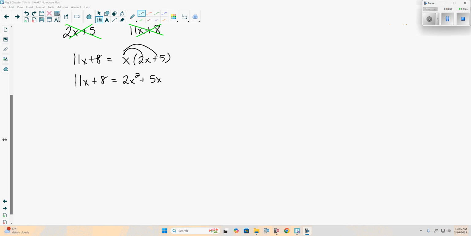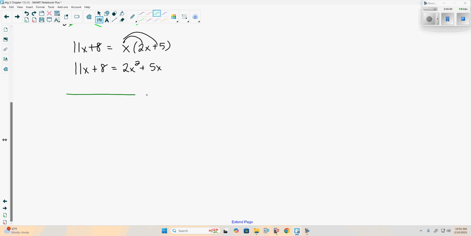Anytime we have a variable with the power greater than 1, so x squared, x cubed, we need to get the equation equal to 0. We need to move everything over onto the same side. Now the first thing we can do is subtract 11x from both sides. Because 11x minus 11x is going to give us 0 plus 8, or just 8. On the right hand side, we still have our 2x squared. But 5x minus 11x will give us negative 6x.